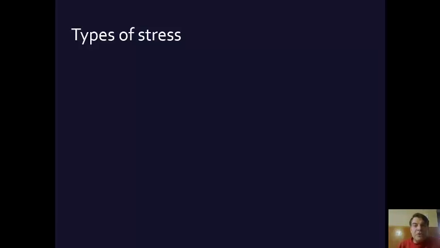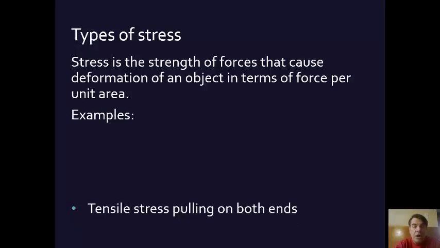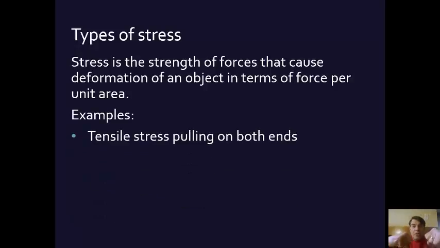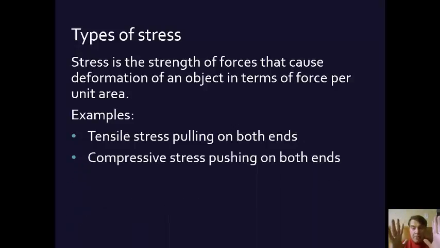So there are several different kinds of stress. Stress is basically the strength of forces on an object per unit area. So there are various kinds of stress. For example, there's tensile stress. If I were to take something and pull on it on both ends, that's a tensile kind of stress. The opposite of it would be, of course, a compressive stress, where I might push on two ends of something.